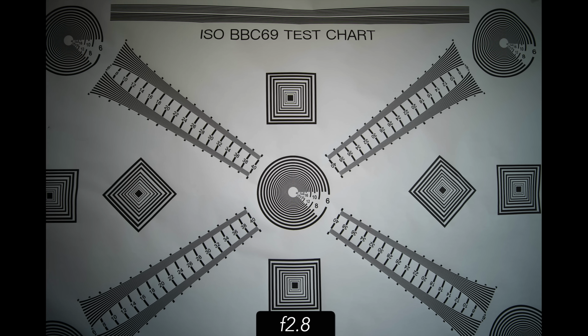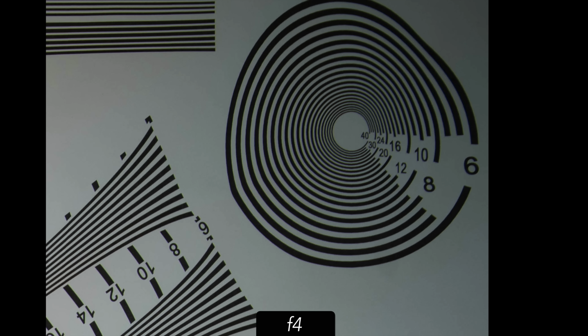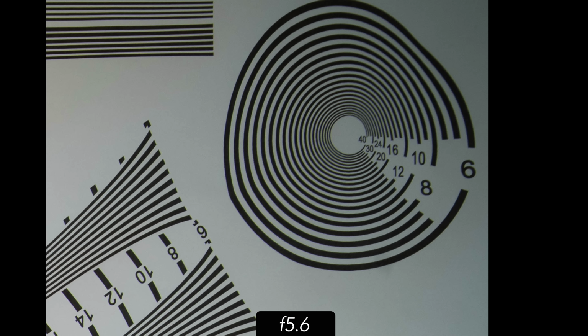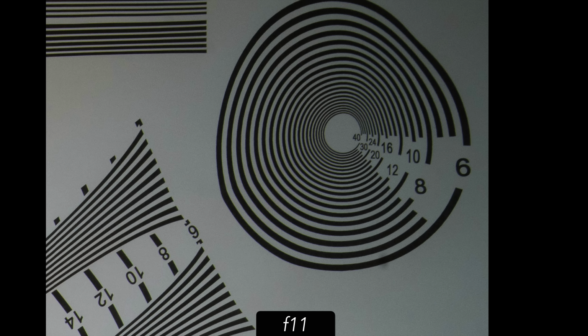Not quite as sharp as the center, but also quite sharp. At f4, it gets a little bit sharper, and at f5.6 and f8, it's near perfect. The one thing you will notice in the corners is the vignette. You do have heavy vignette throughout the entire range.